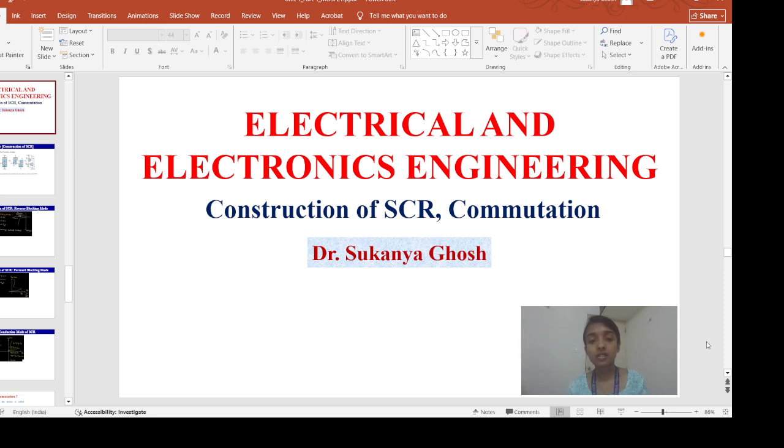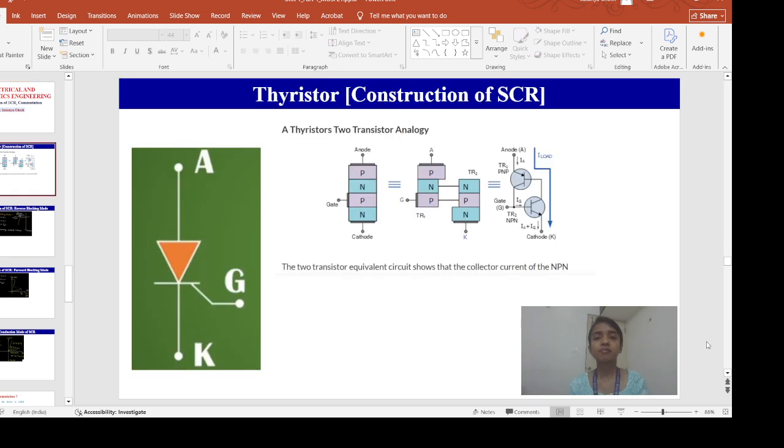Unit 2 we are discussing, and today we will see the construction of SCR. SCR full form is Silicon Control Rectifier and the commutation in SCR. So let us start. If we see the basic construction of SCR, it almost looks like a diode.